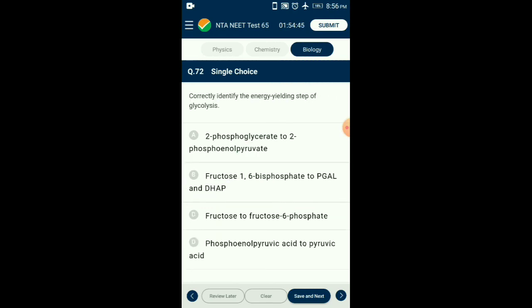Question number 72. Correctly identify the energy yielding step in glycolysis. ATP is synthesized in the reaction when phosphoenol pyruvic acid is converted to pyruvic acid. This direct synthesis of ATP is called transphosphorylation or substrate level phosphorylation. So the answer is option D, phosphoenol pyruvic acid to pyruvic acid.